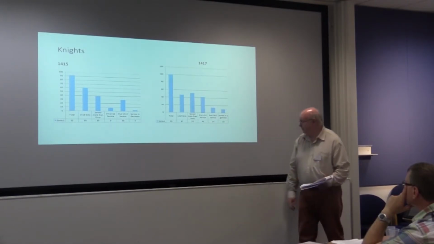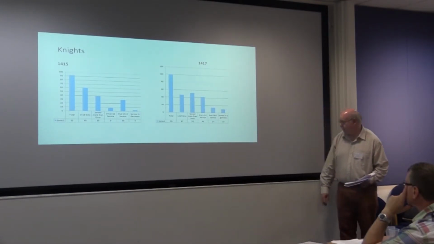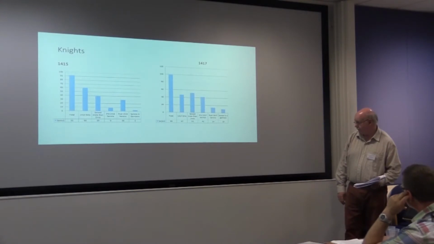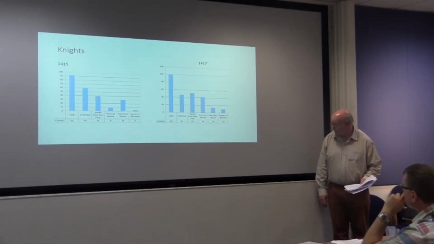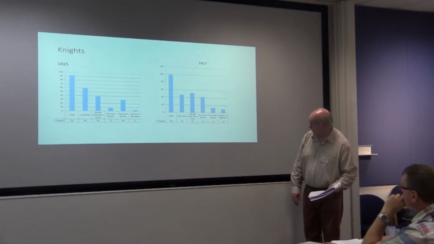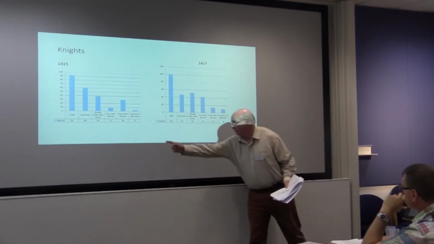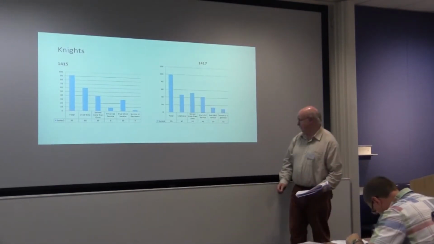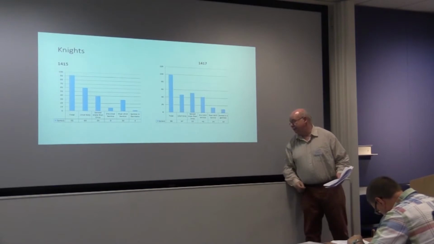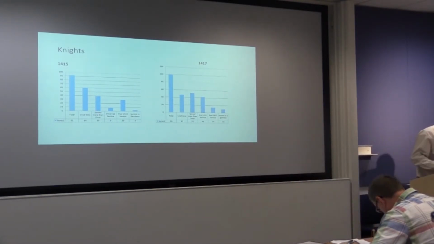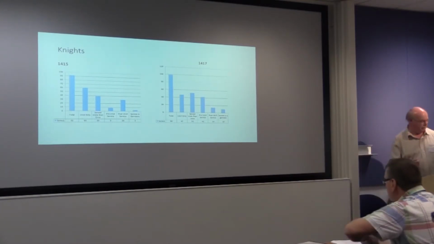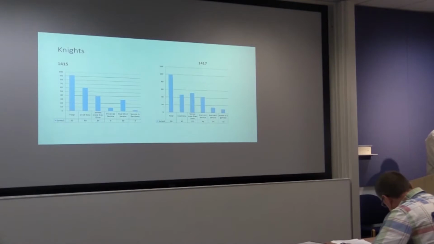Much higher figure for 1417. Don't know why, to be honest, but a much higher figure. If you look at service in garrisons, 1415, only three went on to serve in garrisons. 1417, a much higher number, still only 10. But that, I think, is to be expected, because 1417 really was the start of a large number of garrisons being established in France.